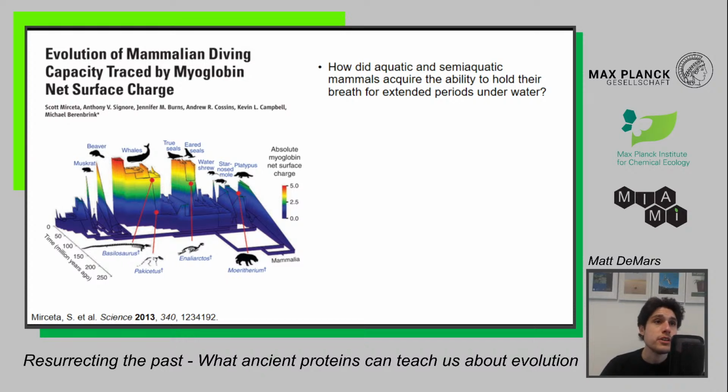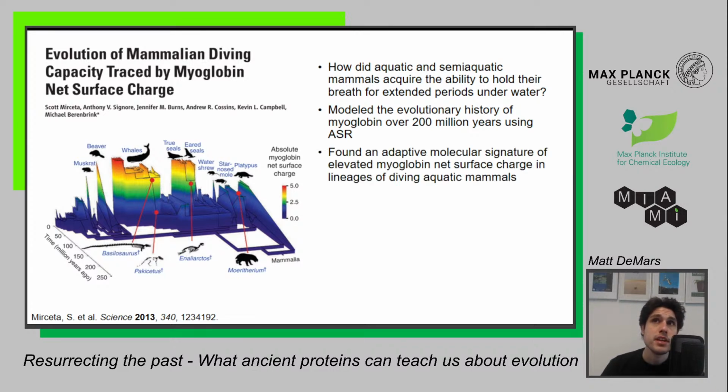So it was already known that it had to do with high levels of hemoglobin in their muscle tissue, but they wanted to understand what about their hemoglobin made it possible for it to be in such high concentrations in these tissues. So they modeled the evolutionary history of myoglobin over about 200 million years using ancestral sequence reconstruction. And they found that there's this adaptive molecular signature of elevated myoglobin net surface charge, so the overall charge on its surface, in lineages of diving aquatic mammals.